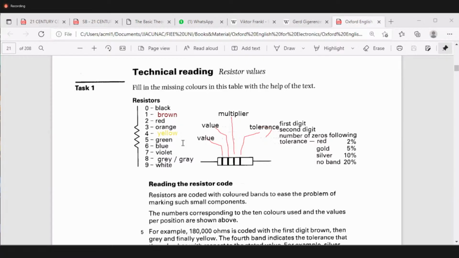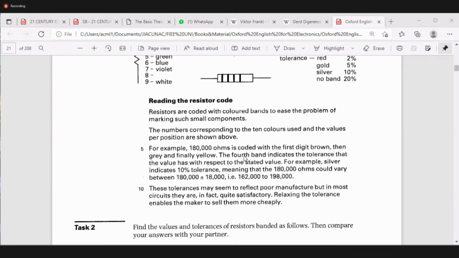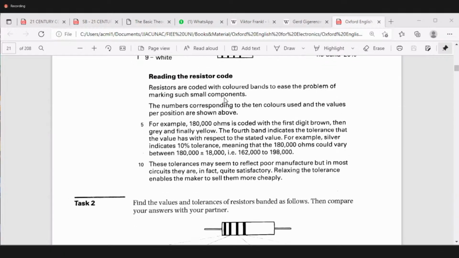Now, reading the resistor code. Here we have the text where all of this theory is explained. For example, they say resistors are coded with color bands. Continue reading, please, Mr. Let's see, Mr. Rojas, Carlos Rojas.